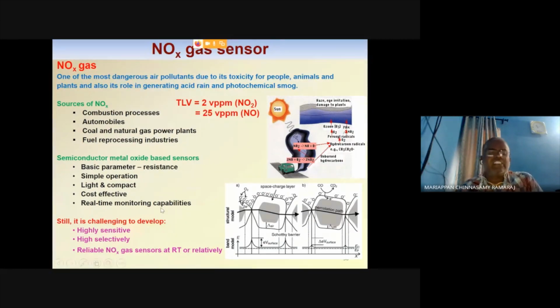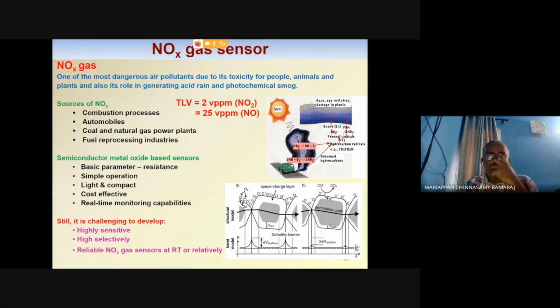Of course, as I said, there are various ways you can monitor these gases, but this semiconductor based impedance sensor is very simple, light, easy to handle, good for real time monitoring, and very cheap. The only challenges are sensitivity, selectivity and reliability. For that issue we are going to the AC technique.